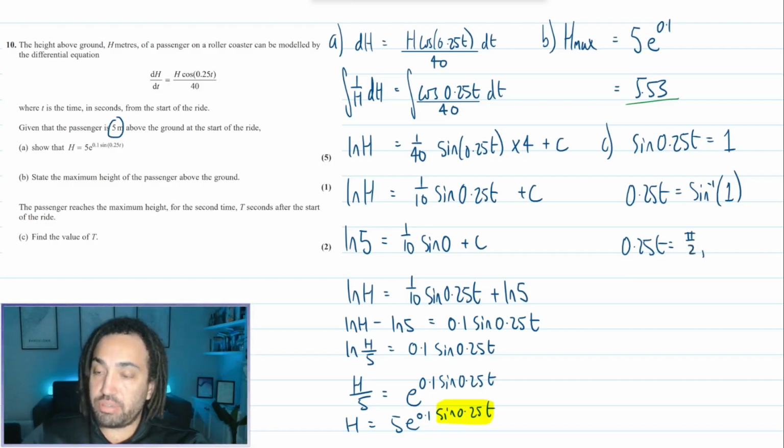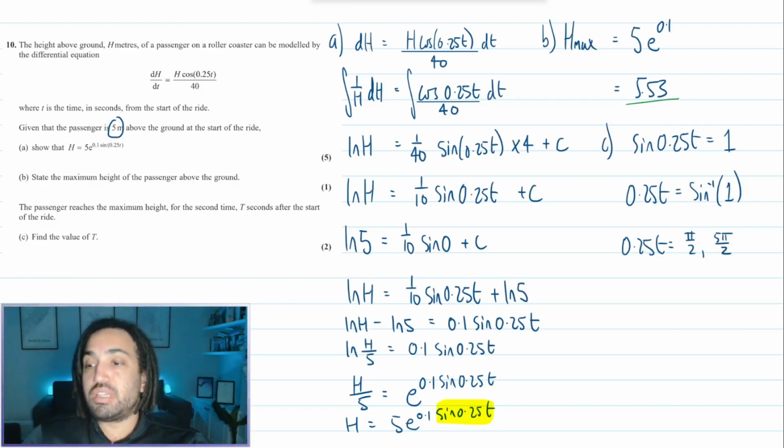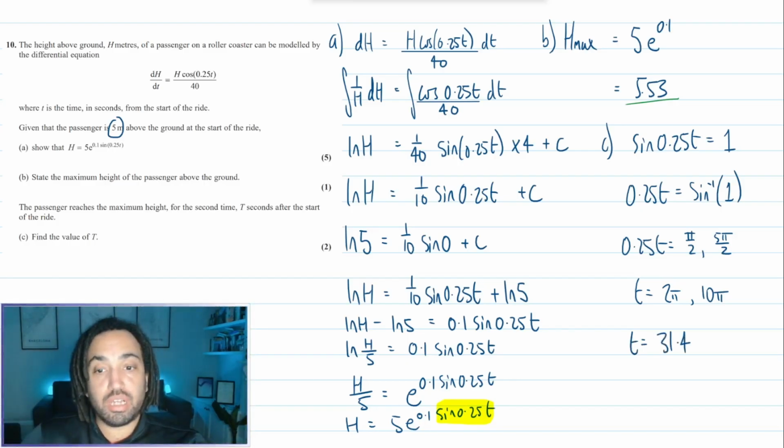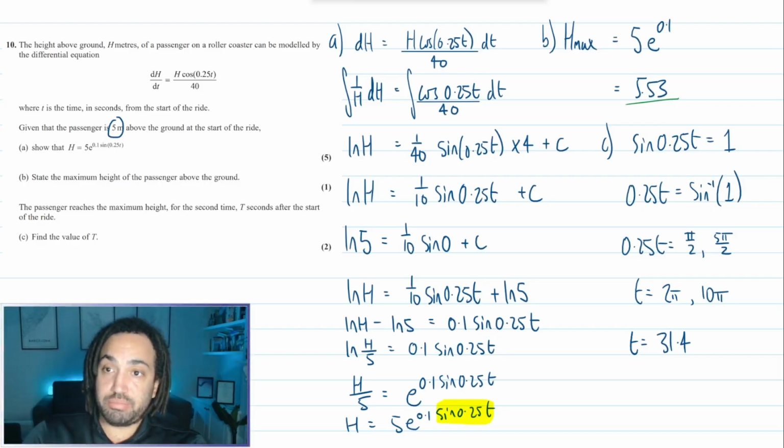So pi over 2 is the first time the sine function equals 1, and then after that it will reach 1 at 5 pi over 2. Timesing both sides by 4 is going to give me 2 pi and 10 pi. I want the second time, so I want 10 pi, which we know is 31.4. So yeah, happy with that.